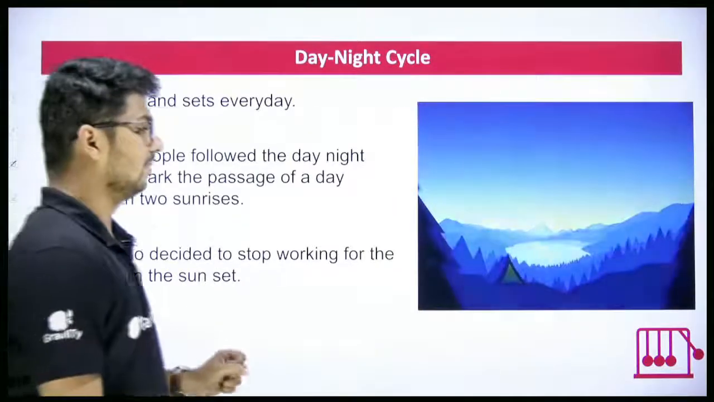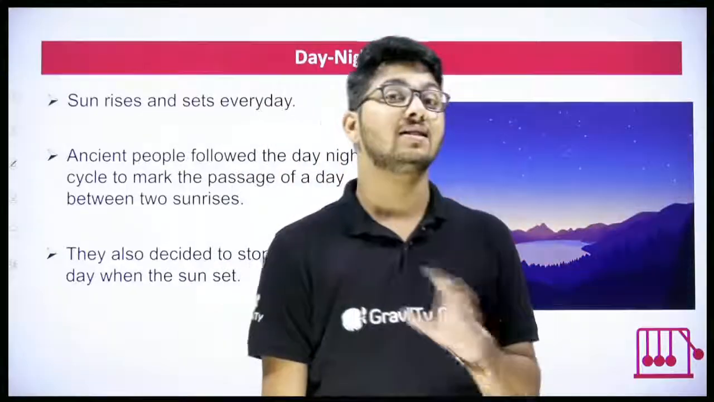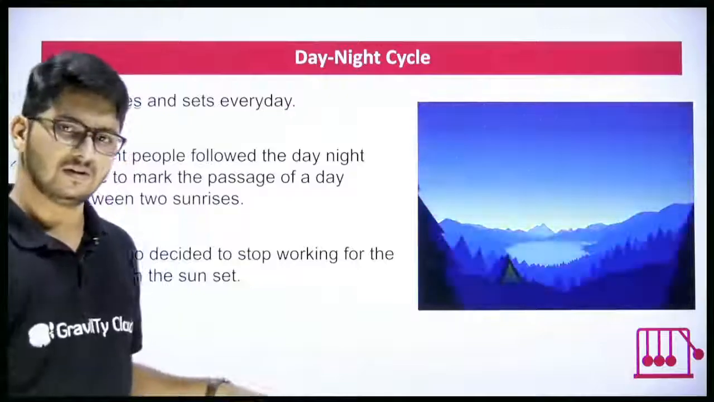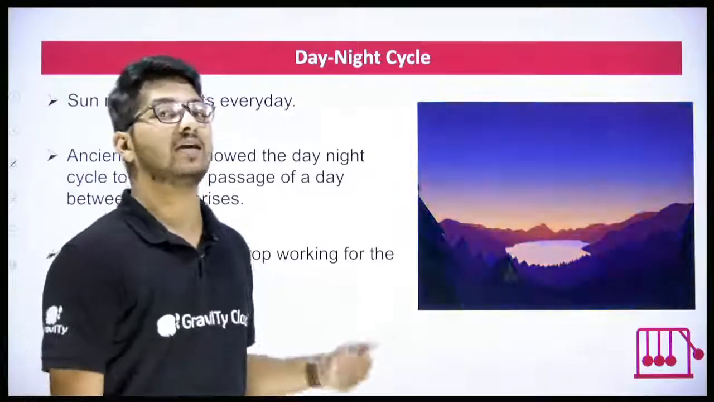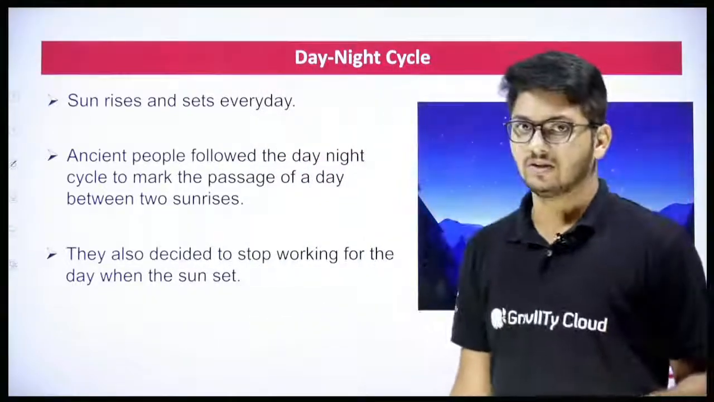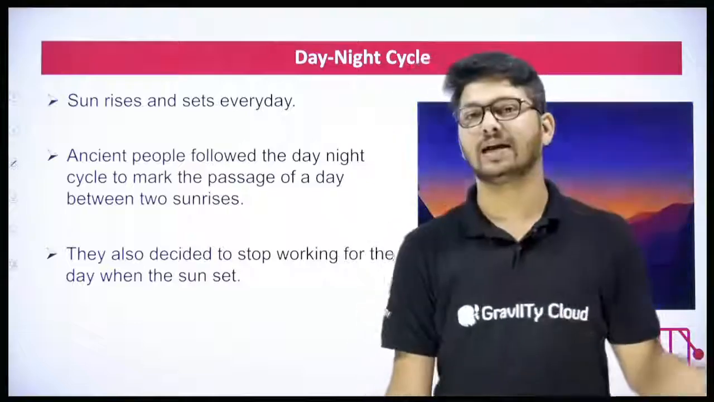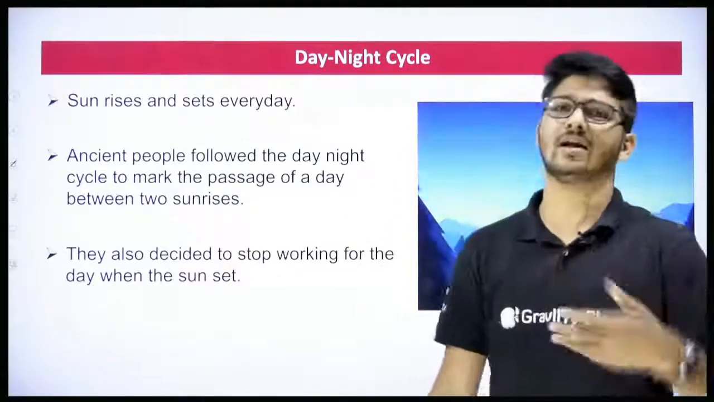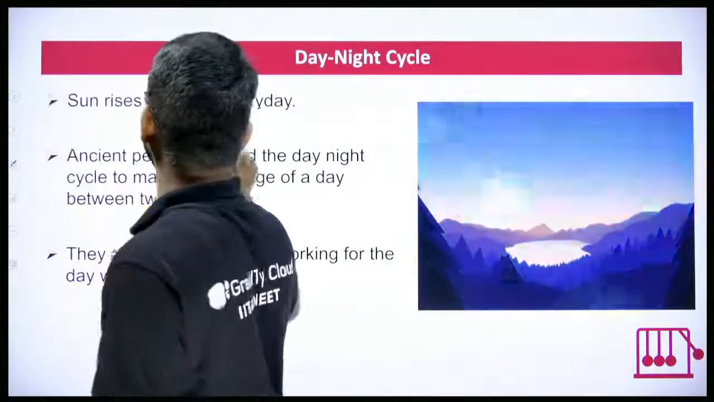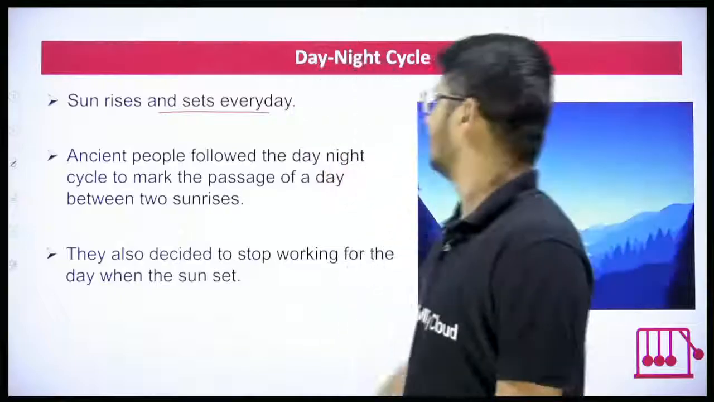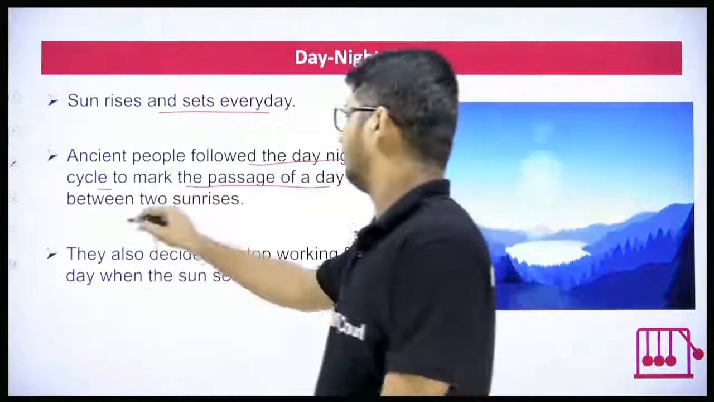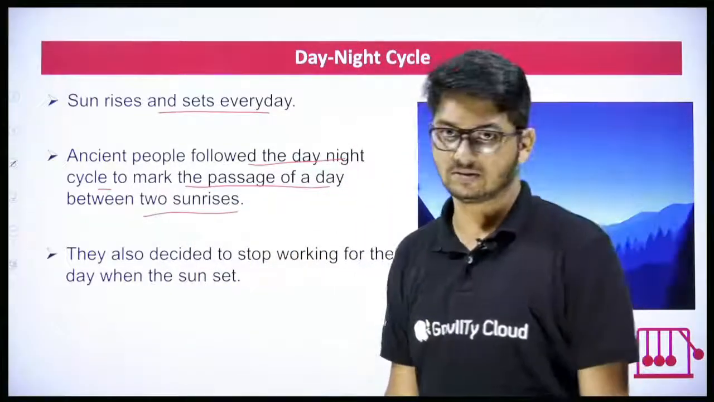Now the first thing that people could observe is the day and night cycle. It happens every day, so time can be measured in terms of the day and night cycle. I told you, what is time interval between 2 events? You can say from day to night is 1 time interval and from night to day is another time interval. So we can say that the sun rises and sets every day. So ancient people followed the day-night cycle to mark the passage of a day between 2 sunrises.